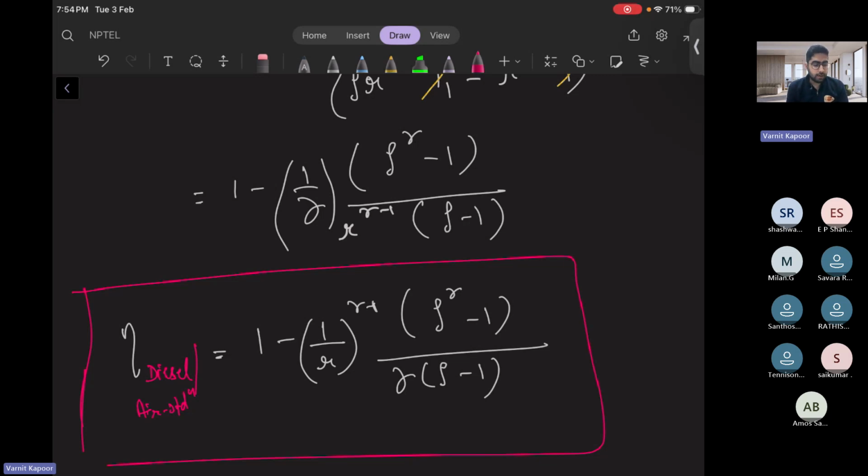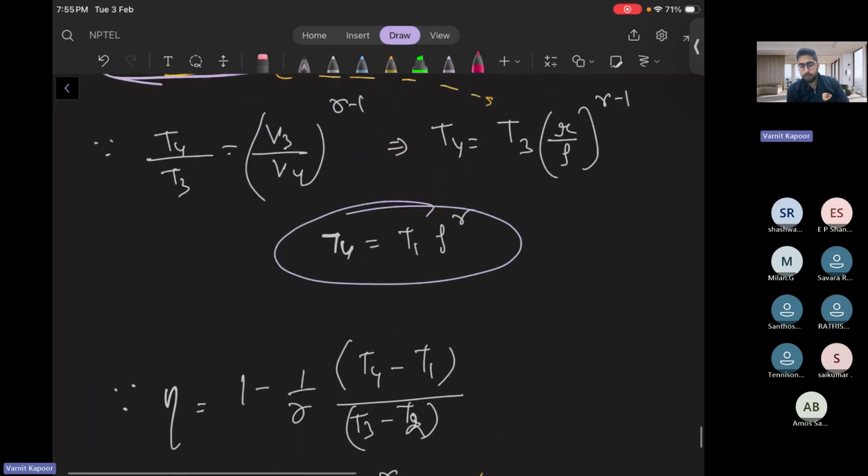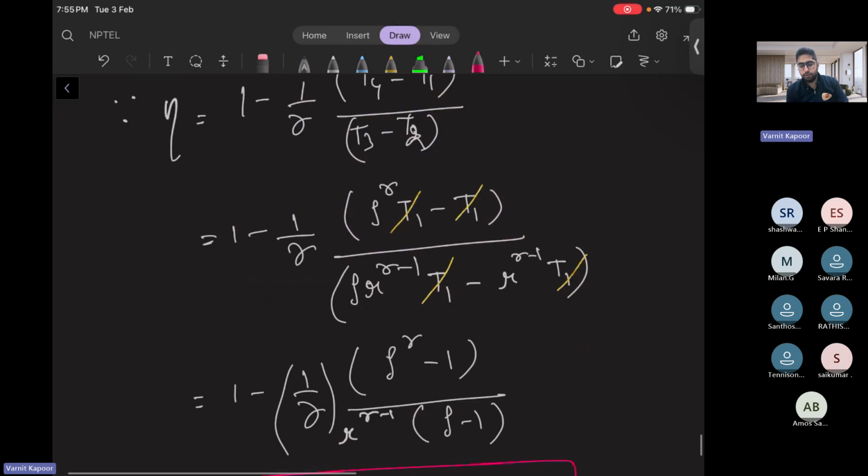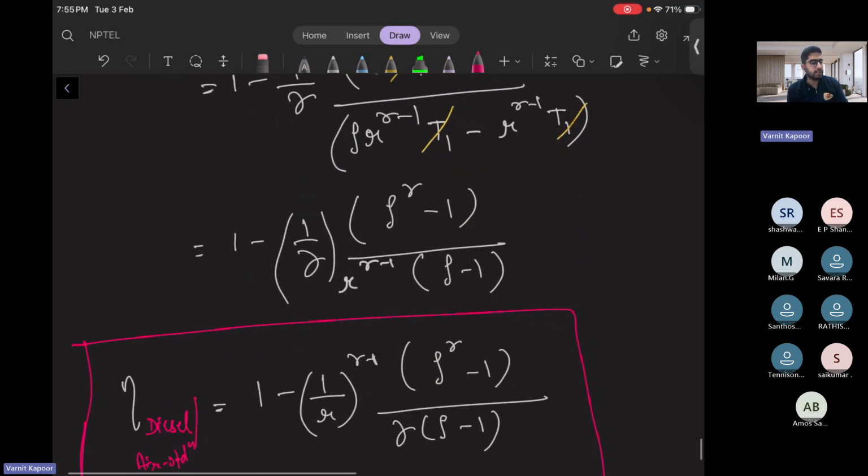Is it clear or any doubts? This is our air standard efficiency. You will again go through these notes now, so you will understand each and every step. I have written it very clearly. Any doubts? Clear. Great. It's clear. So I think we can end the session here itself.